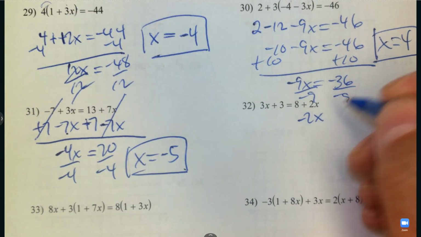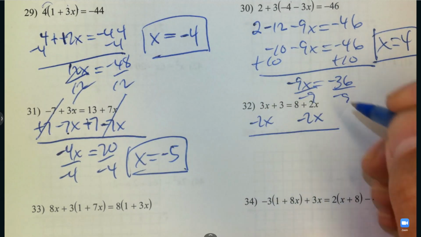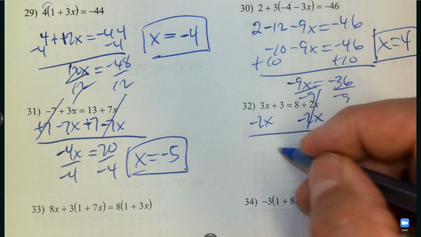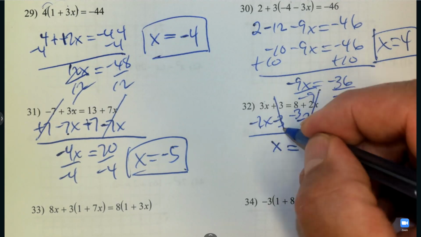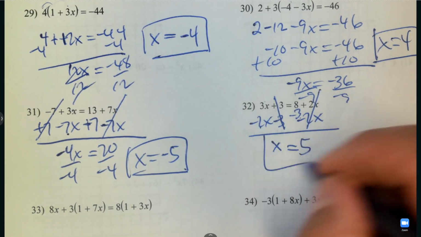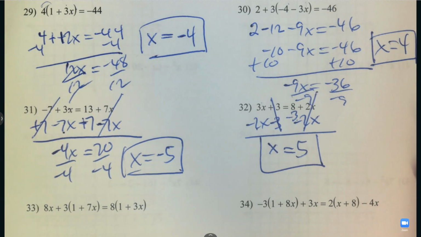I'm going to subtract 2x to bring the x's together. 3 take away 2 is 1x. I'm going to subtract 3. 8 take away 3 is 5. And x is by itself, and you have your answer.